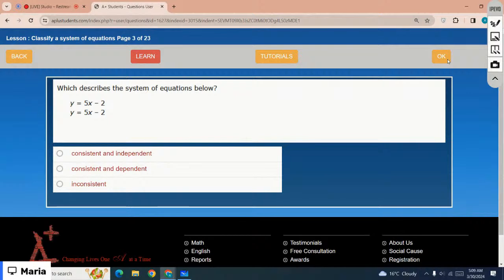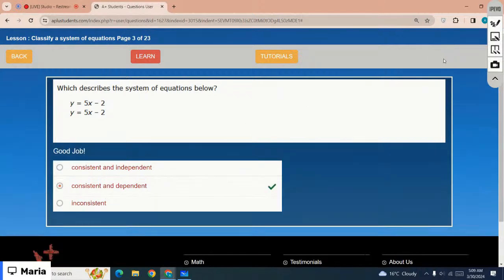Both the equations are exactly the same, right? That means the system is consistent and dependent, right? They have more than one solution, so the system is consistent and dependent. Option number 2 is the correct option.